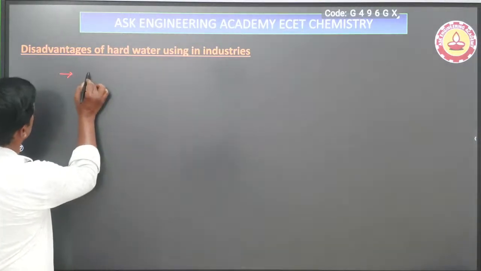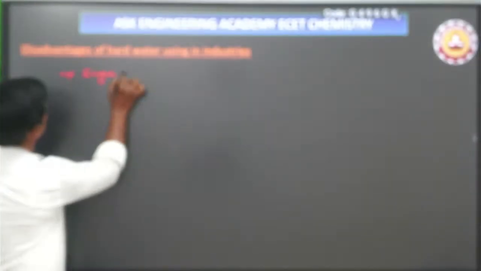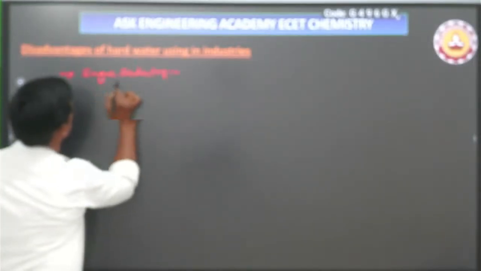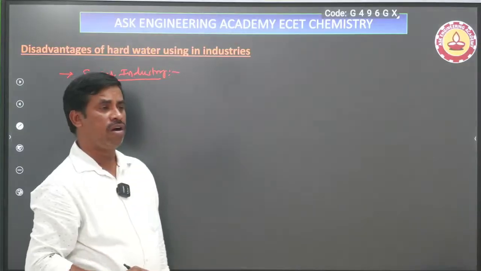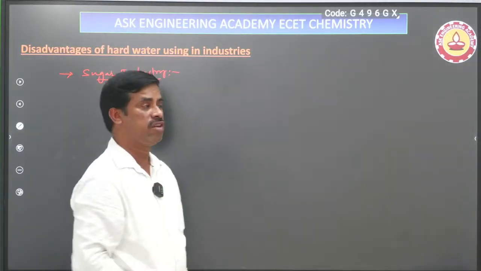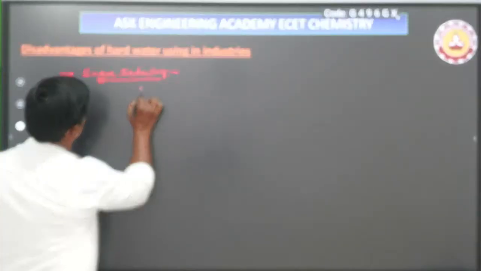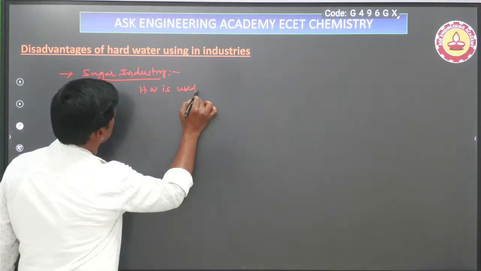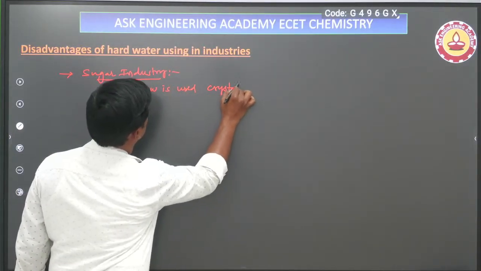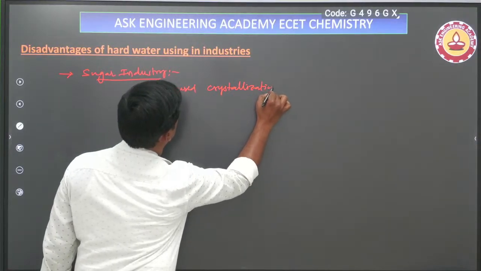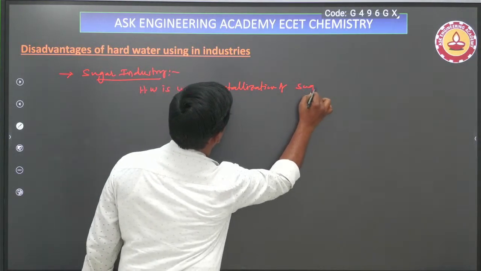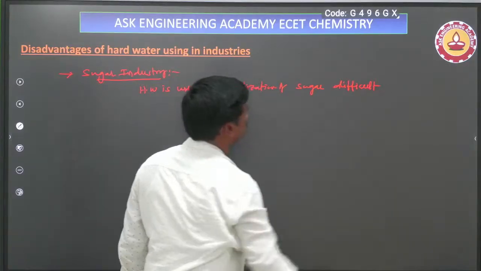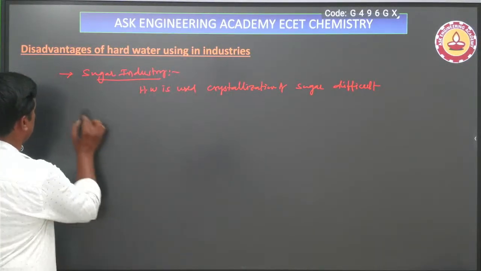In the sugar industry, whenever hard water is used, the crystallization of sugar is difficult. That is one.